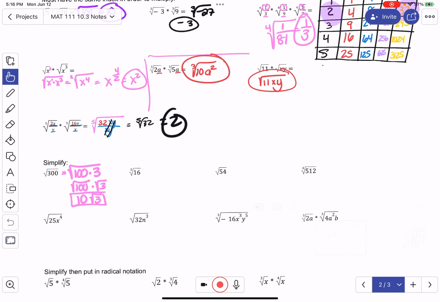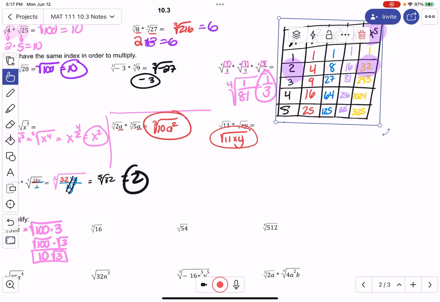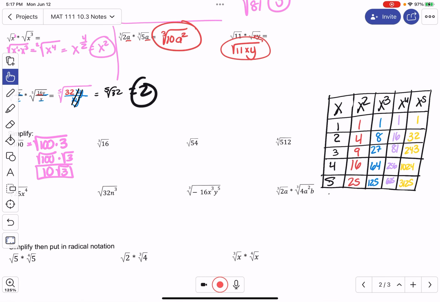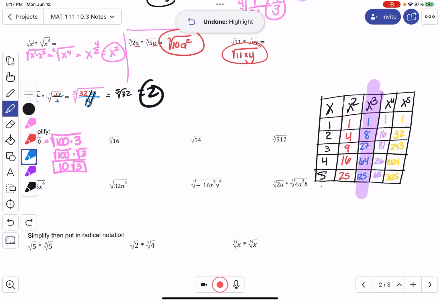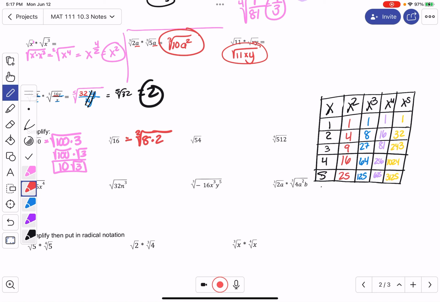Works the same way when we're talking about the cubed root of 16. We're just looking for a cubed root that I can break up. So 16 is not here in the cubed, but it is divisible by 8. So I can rewrite this cubed root as the cubed root of 8 times 2. And then the cubed root of 8 is 2, according to my chart. And we leave the other 2 inside.